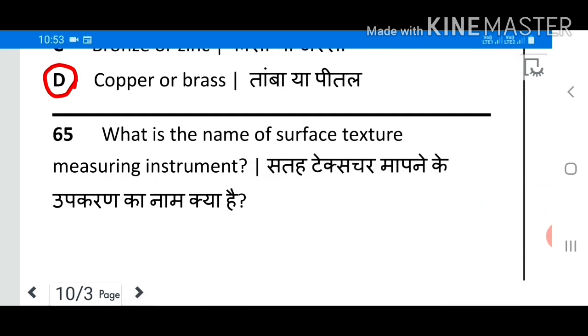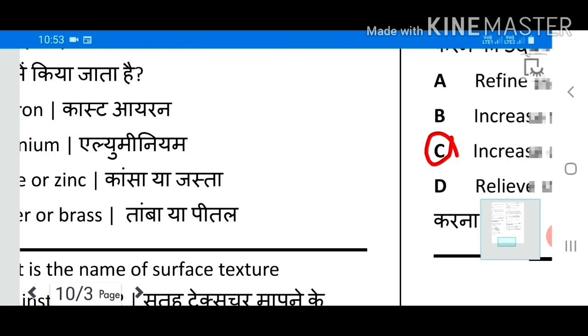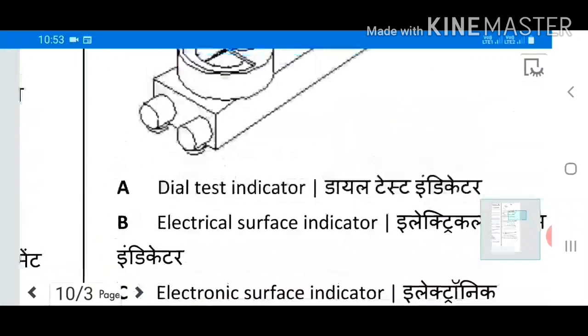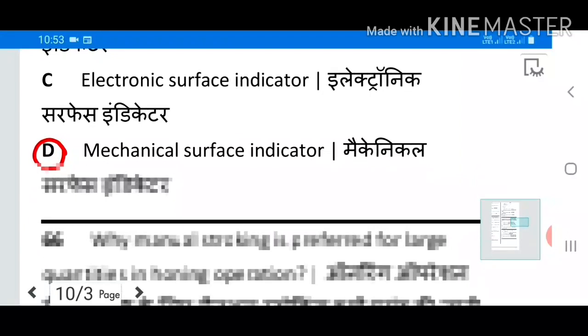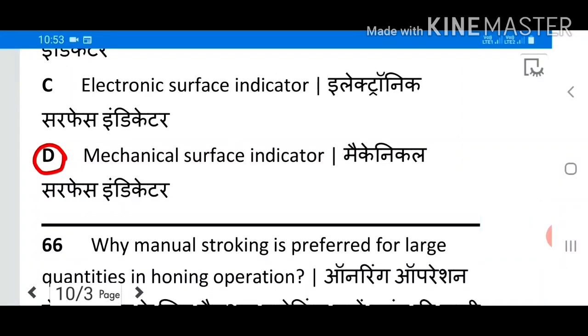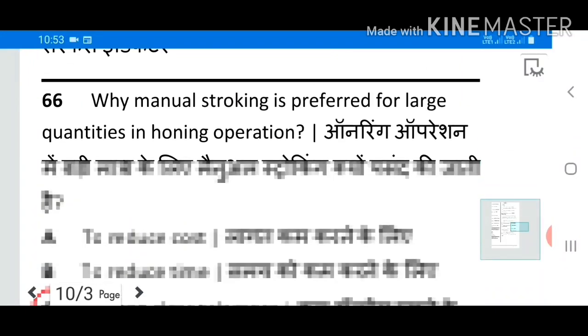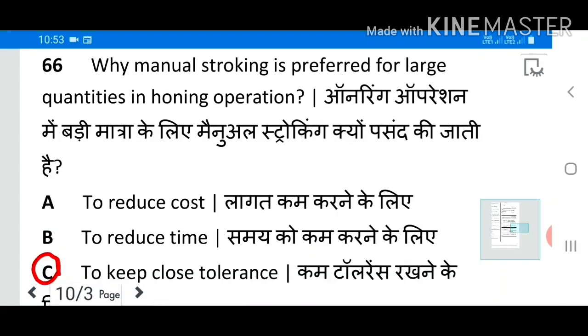65. What is the name of surface texture measuring instrument? Answer D. Mechanical surface indicator. 66. Why is manual stroking preferred for large quantities in honing operation? Answer C. To keep close tolerance.